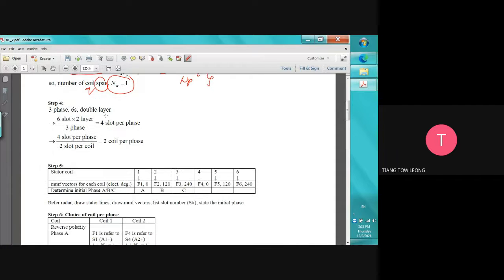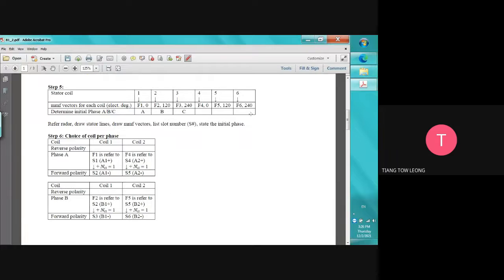In order to calculate how many coil per phase we need to choose, then we need to use this formula, whereby 6 slot times 2 layer, which is double layer, divided by 3 phase. Then we have 4 slot per phase, which means in this 6 slot, 4 pole machine, in order to have a 3 phase, every phase must have 4 slot to be used, or every phase must have 2 coil. So step 5, write out the stated coil.